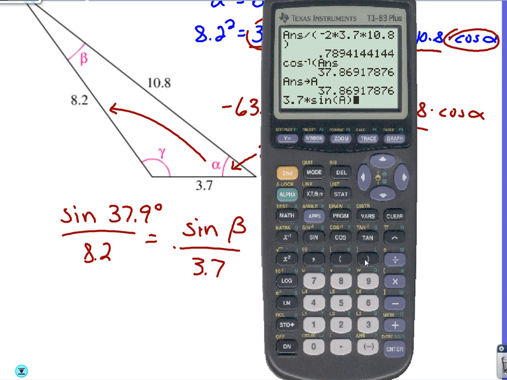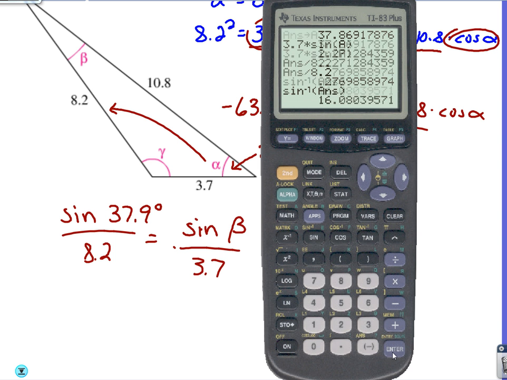Let's see why I stored it. Divided by 8.2. Gives me 0.27. That tells us what sine of beta is, because I moved everything over except for sine beta. To get rid of sine, we're going to do inverse sine. So we do second sine of the answer. Gives me a 16-degree angle. So we'll call it 16.1.